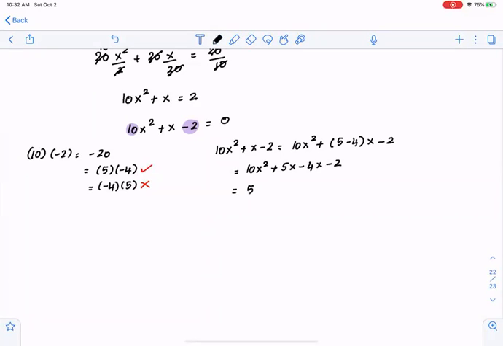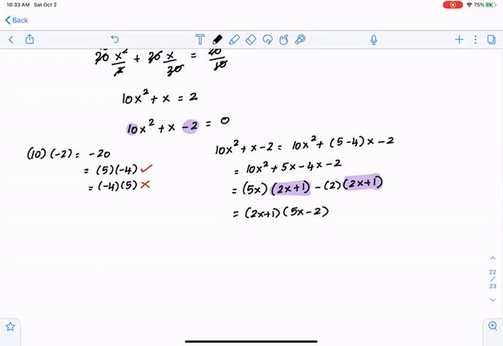I have a 5x in common in the first two terms. If I pull that out, I have 2x plus 1. I have a negative 2 in common in the last two terms. If I pull that out, I would have 2x plus 1. Now I have 2x plus 1 in common. If I pull that out, I will be left with 5x minus 2. So the factored version of 10x squared plus x minus 2 is 2x plus 1 times 5x minus 2.